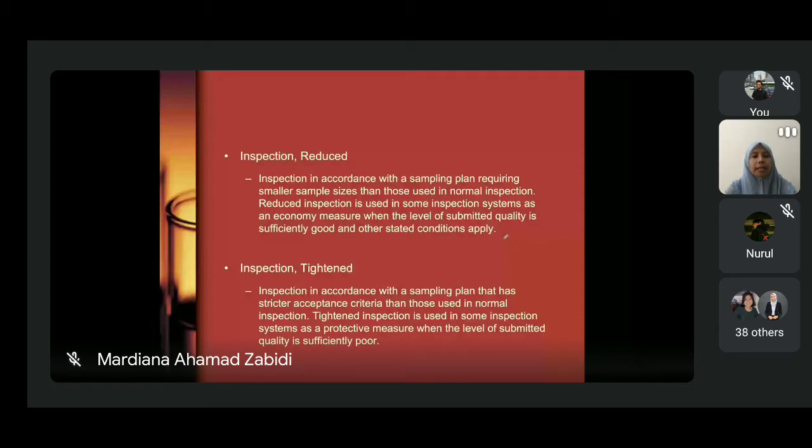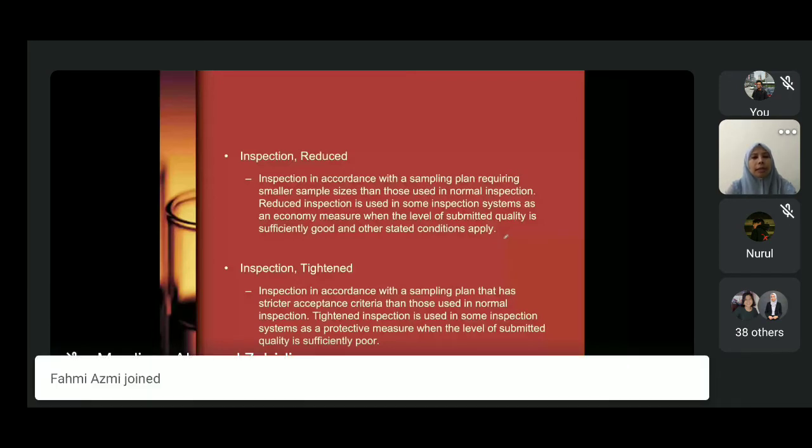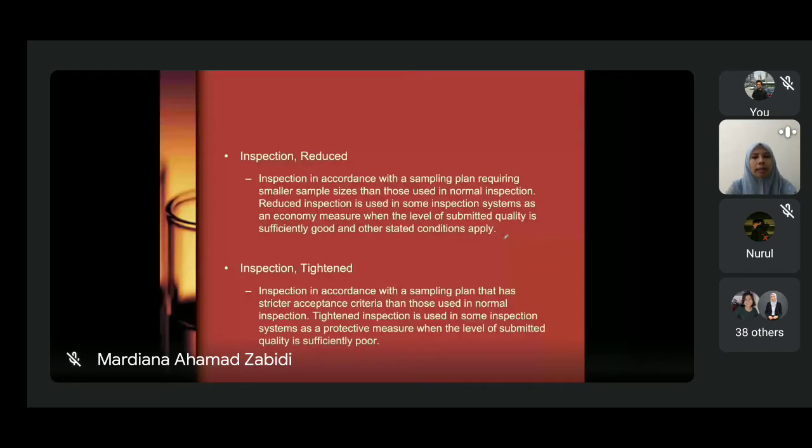Okay, that one is when we perform reduced inspection. And this particular reduced inspection is a common thing that you can find in SME companies as well as in big companies. Because in a big company, for example, usually we will have a reliable supplier, and every single year we will check their performance, called performance appraisal.